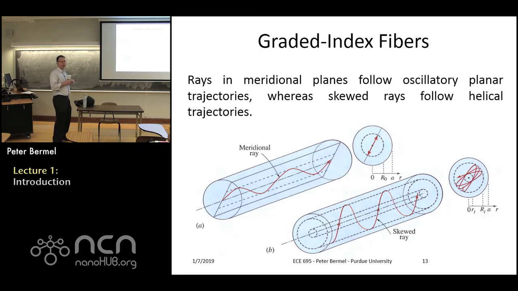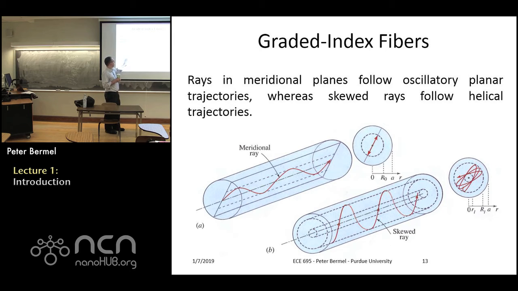This also has interesting implications for the motion of the waves through this fiber, okay? If you send light right down the middle, then you can see it oscillates kind of like this. This is called a meridional plane. If it goes down this meridional plane, which is down the middle, then it oscillates like a sine wave here.